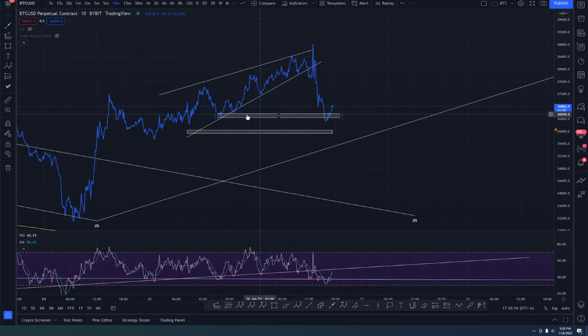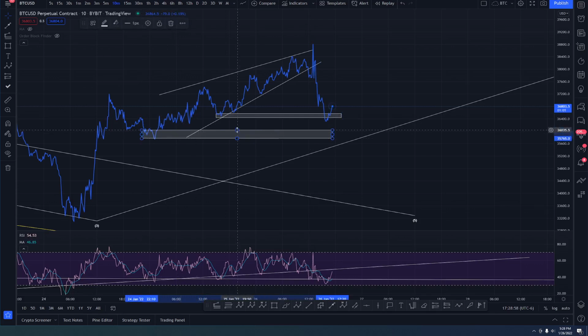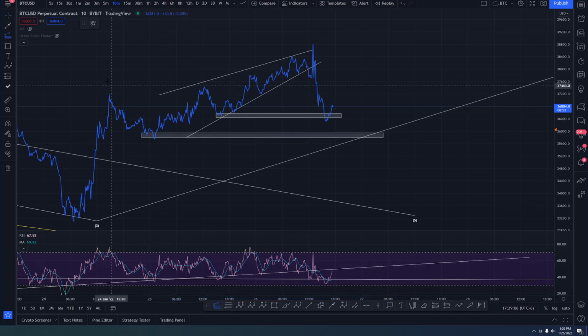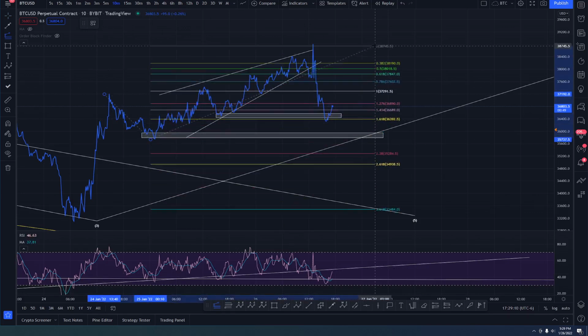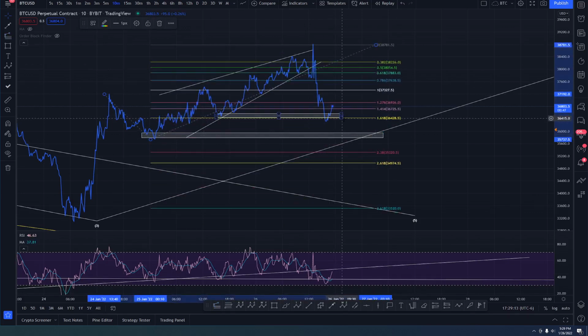You can see my target zones right here that are marked with these liquidity boxes. This is what I often put on my chart for liquidity areas. They are key areas of order blocks and wave structure here, and fib levels as well. If we pull the fibs on this, you'll see that we're hitting the 1.618 right as we speak.